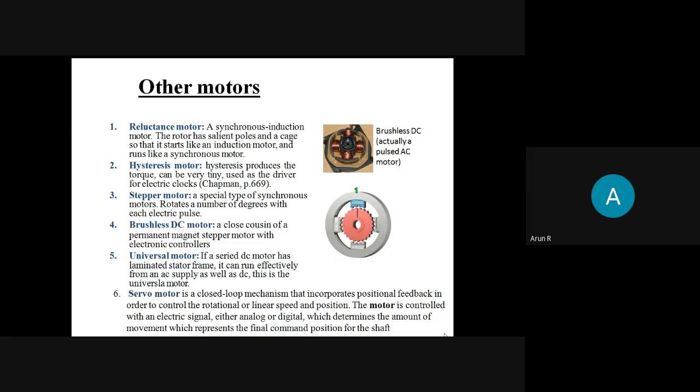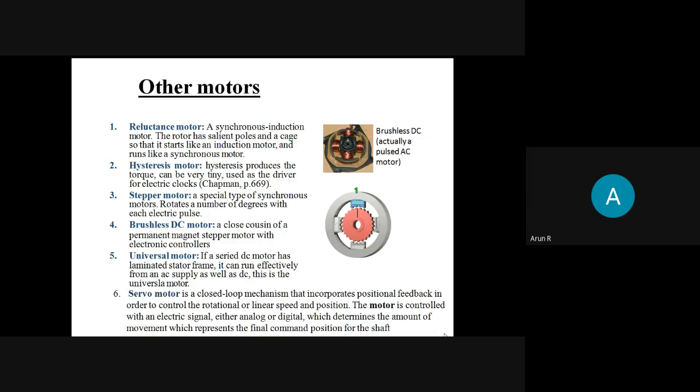Other motors: while we discuss the reluctance motor, it is a synchronous induction motor. The rotors once again are like a squirrel cage arrangement so that it starts like an induction motor and runs like a synchronous motor. Hysteresis motor produces a torque that can be very small. You can refer to Chapman, Tata McGraw-Hill publications, page number 669, which briefs you about the hysteresis motor at large.